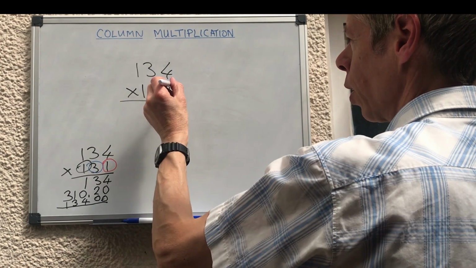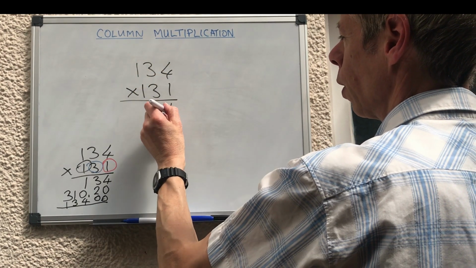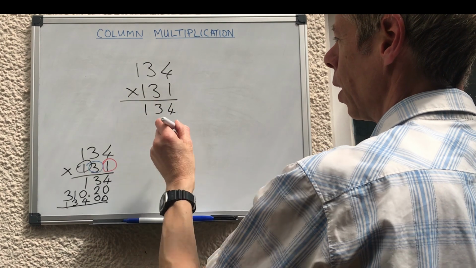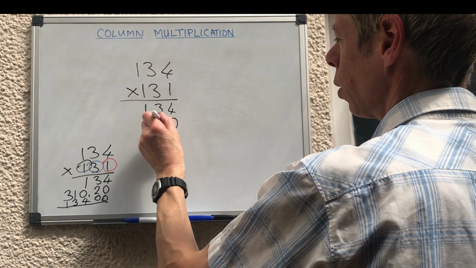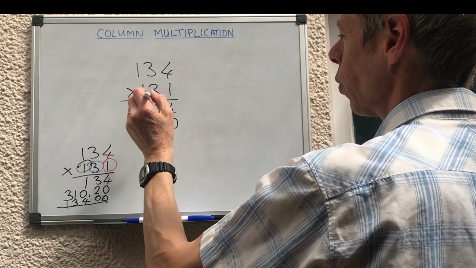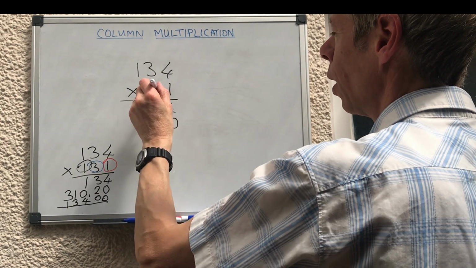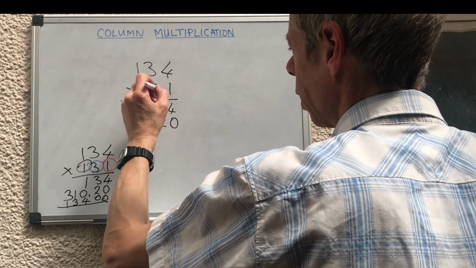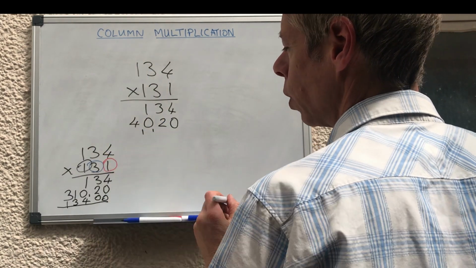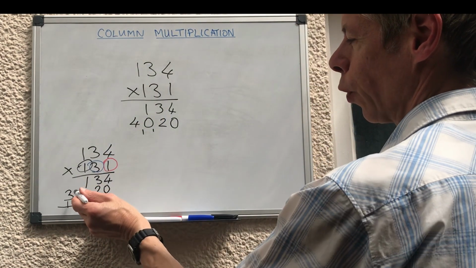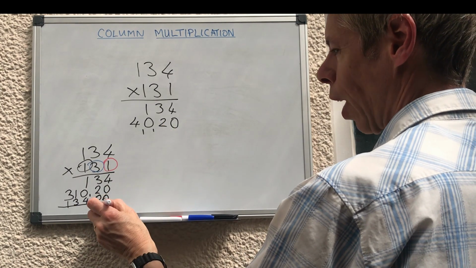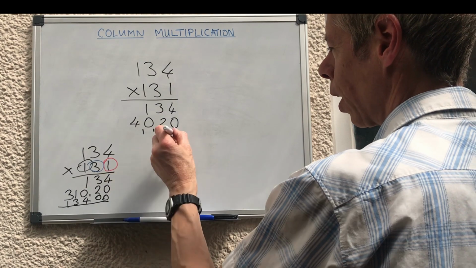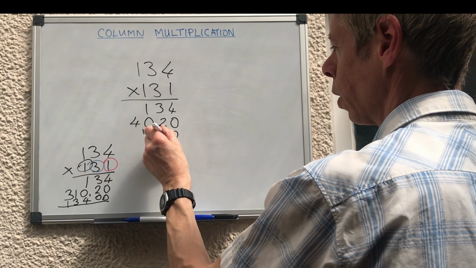Or just a shortcut, 1 times 134 is 134. So that's easy enough. Now we put in our 0. 3 times 4 is 12. 3 times 3 is 9, so that makes 10. 3 times 1 is 3, so that makes 4. Okay, that's where we went wrong. We got 31020 there. Okay, I think I lost my track, but that's fine. Everyone makes mistakes, even great mathematicians.